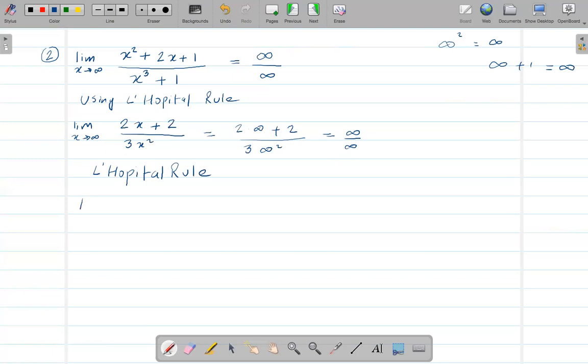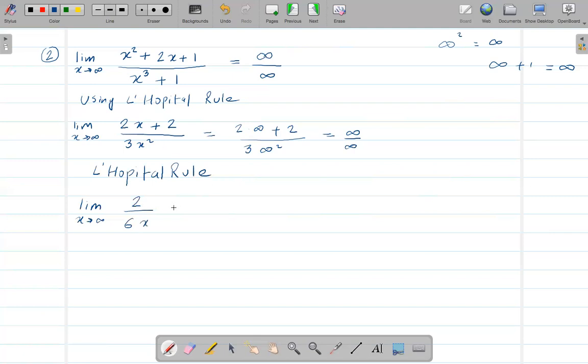Okay, now again, let's take the derivative. On the top, the derivative of 2x is just 2. On the bottom, it will be 6, right? 2 times 3 is 6x. Okay, now let's see what we'll get.